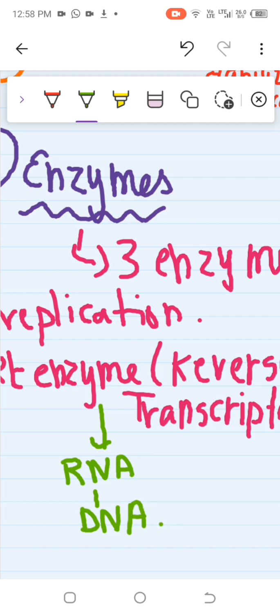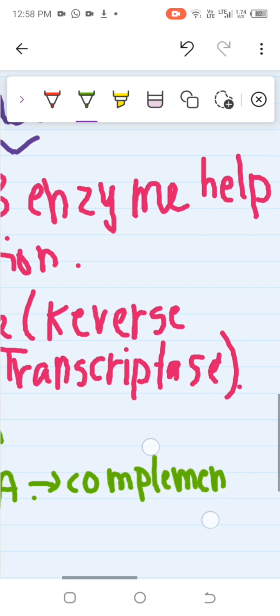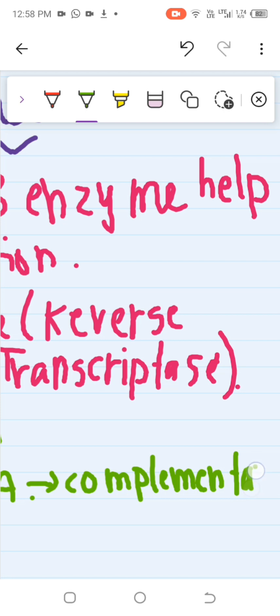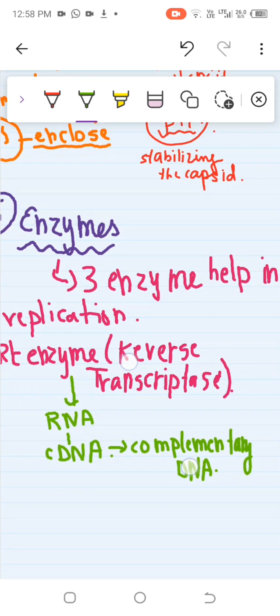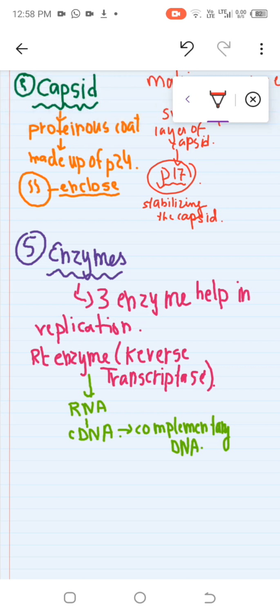RNA is converted into DNA, which is cDNA. Now cDNA is complementary DNA. The RNA is converted into complementary DNA, the complementary strand of the RNA sequence. Now let me tell you about integrase.